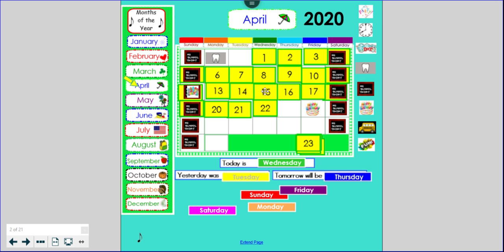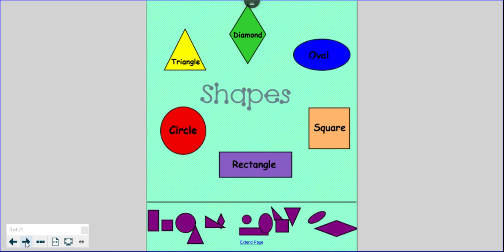I'm looking at the calendar, and last week we had a holiday. That holiday was Easter. I hope you had fun on Easter and were able to do something special, like go on an Easter egg hunt in your yard, or maybe open an Easter basket. All right, let's keep on going, friends.